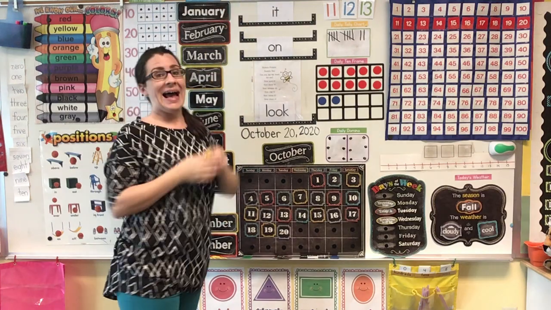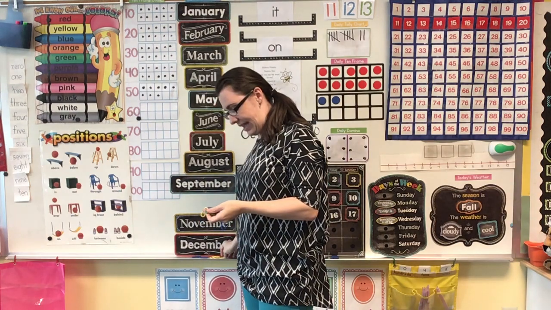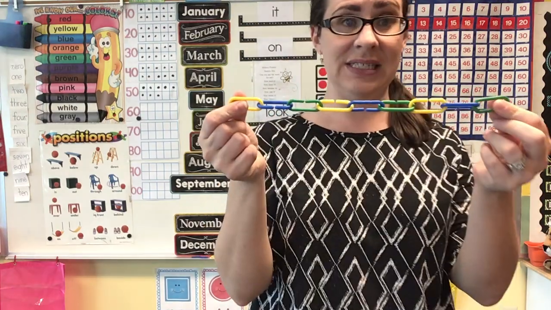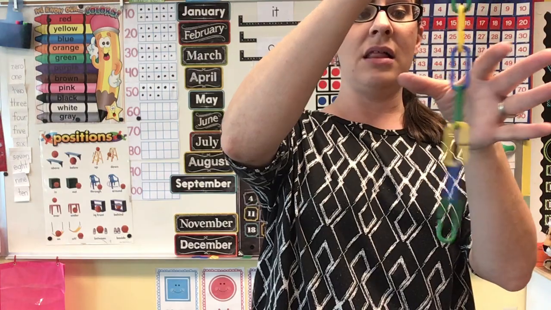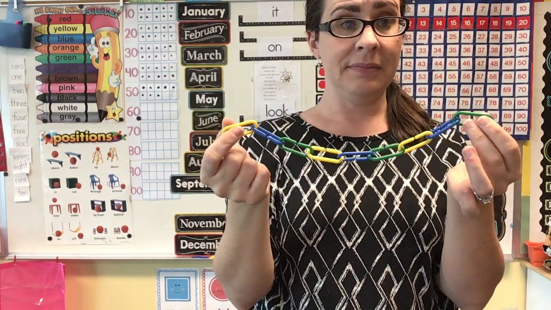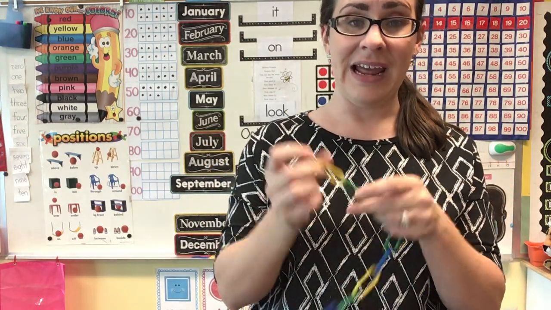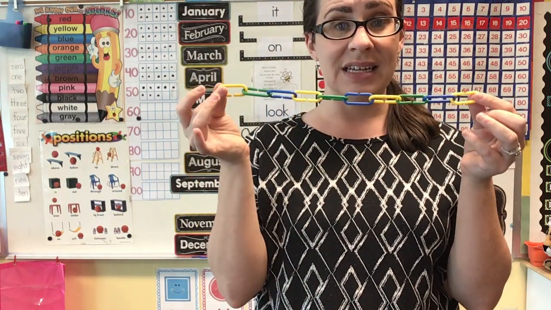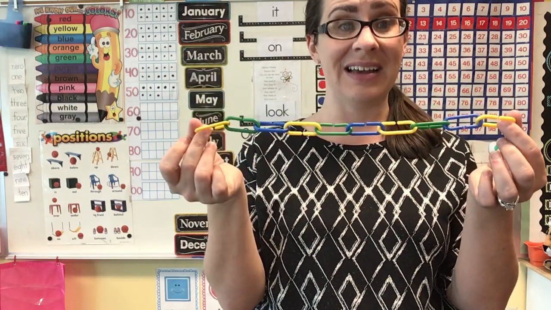We have got our pattern chain. Do you remember what our pattern is? What kind of a pattern do we have? An ABC pattern, right? Do you see it? Yellow, blue, green, yellow, blue, green, yellow, blue, green. What comes next? If you said yellow, you're right. Yellow comes next in our pattern. And we call this an ABC pattern because it has 3 different things in it. And in this case, it's a color pattern. It has 3 different colors.